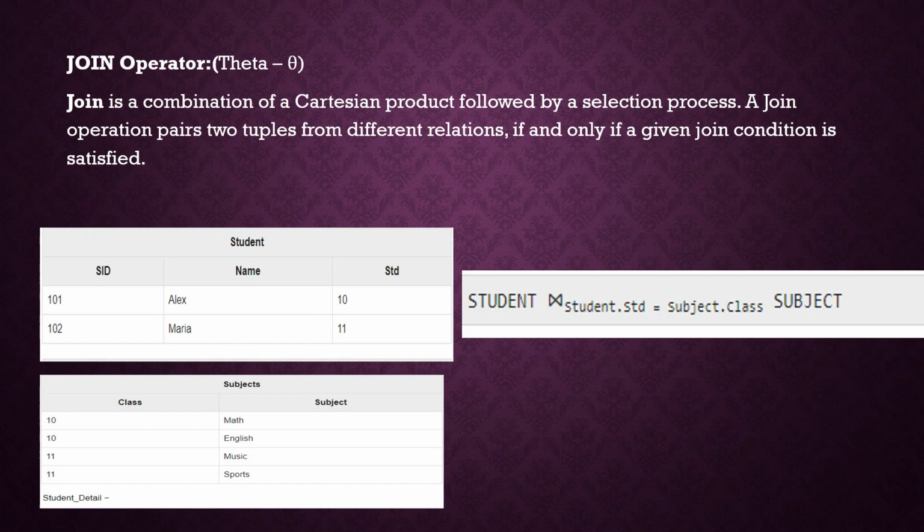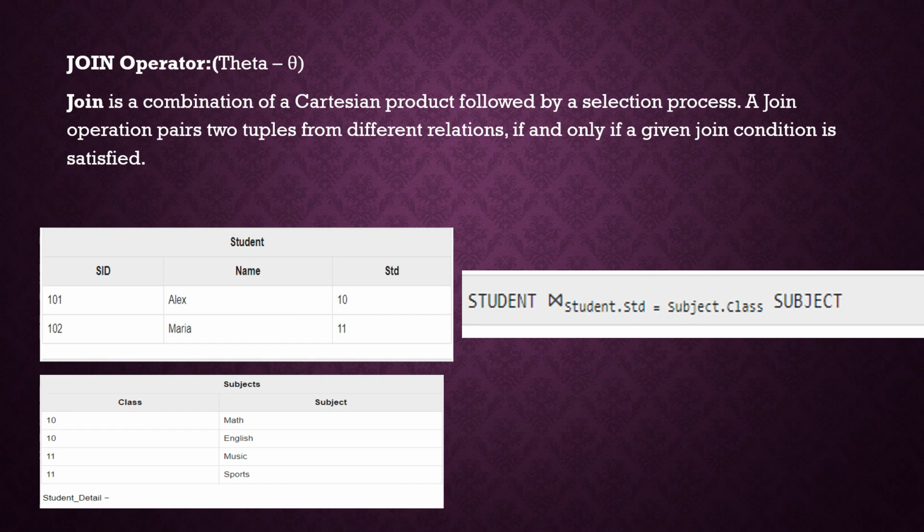That means you are using two triangles to represent the join, and joining two triangles to represent the join operator. Student is the first table, join, and what are the columns of first student? Student dot std is equal to subject dot class.